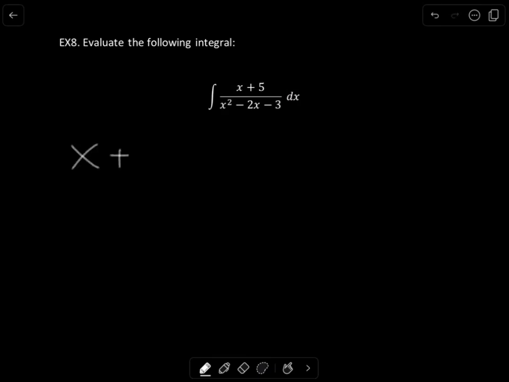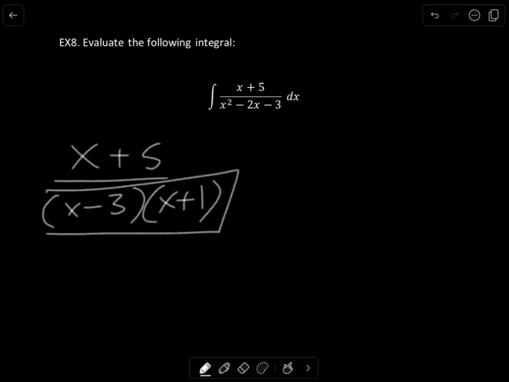So we have x plus 5 over, factorizing that denominator, it's going to give me x minus 3 into x plus 1. Now, we always look at the denominator to classify it as one of the 4 cases. In this case, I have x minus 3, that's linear, it only occurs once. I also have x plus 1, it's linear and it only occurs once. That means this is case 1.